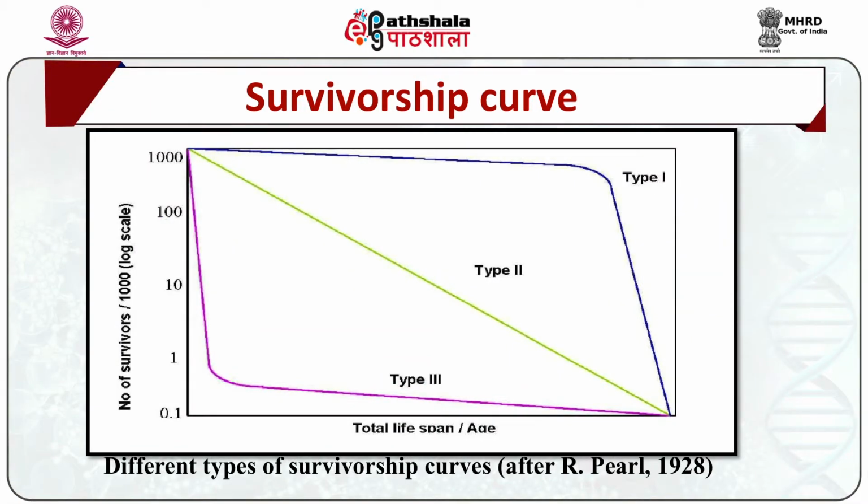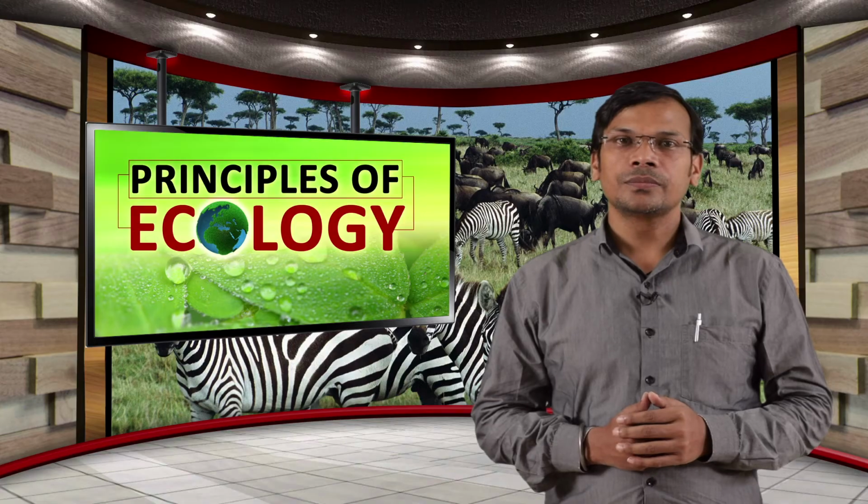Survivorship curves can be classified into three types, which act as standards against which real life survivorship curves of different organisms can be compared. They represent the different nature of survivors in different types of populations.